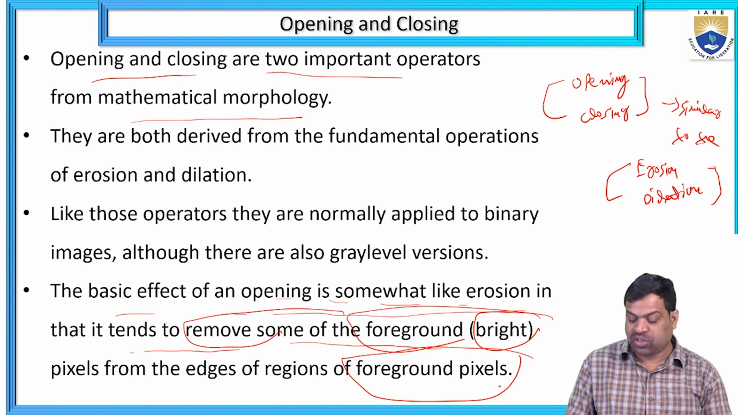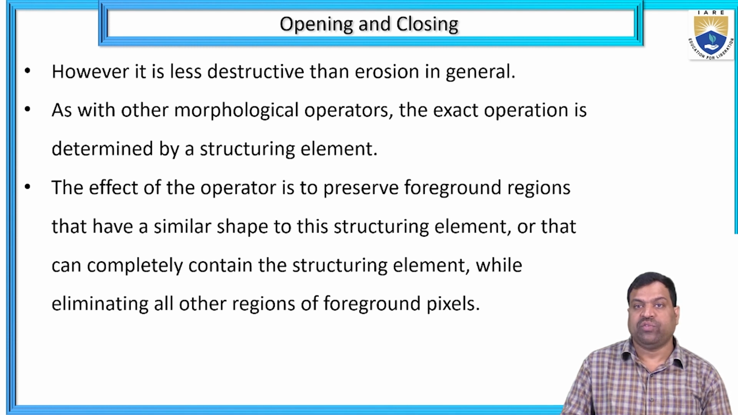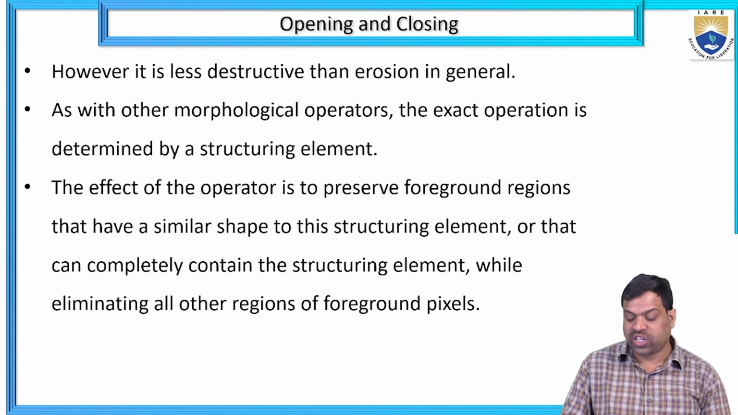Okay, the edges are regions of foreground pixels. However, it is less destructive than erosion in general, as with other morphological operators. The exact operation is determined by a structuring element. The effect of the operator is to preserve the foreground regions that have a similar shape to the structuring element, or that can completely contain the structuring element, while eliminating all other regions of foreground pixels.